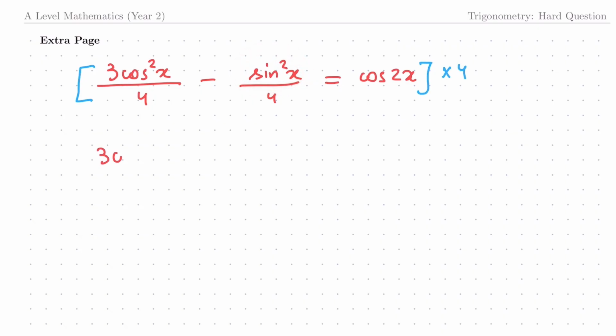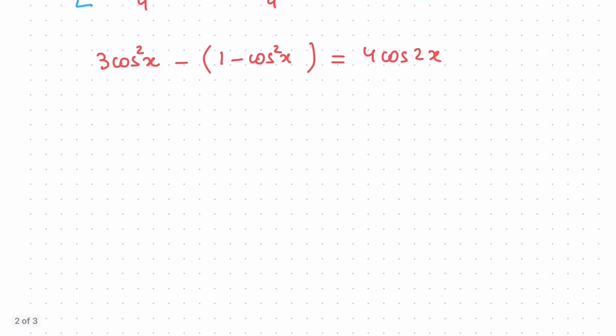So 3 cos squared x minus, instead of this sine squared x I will write 1 minus cos squared x. That's another trigonometric identity. This is equal to 4 times cos of 2x. Now let's expand.